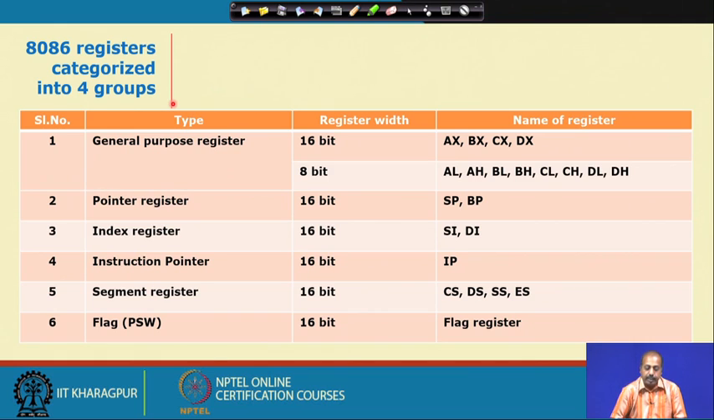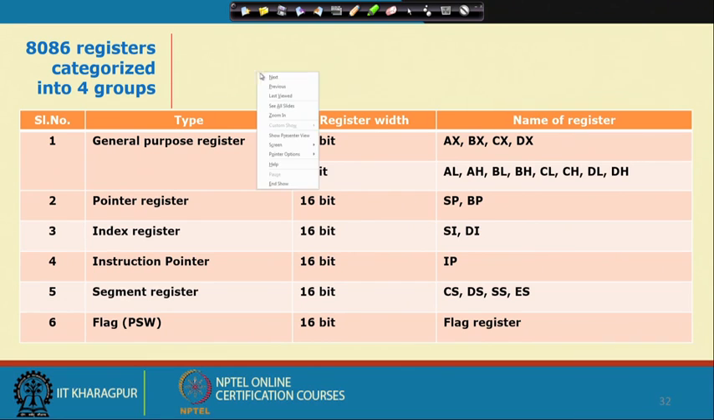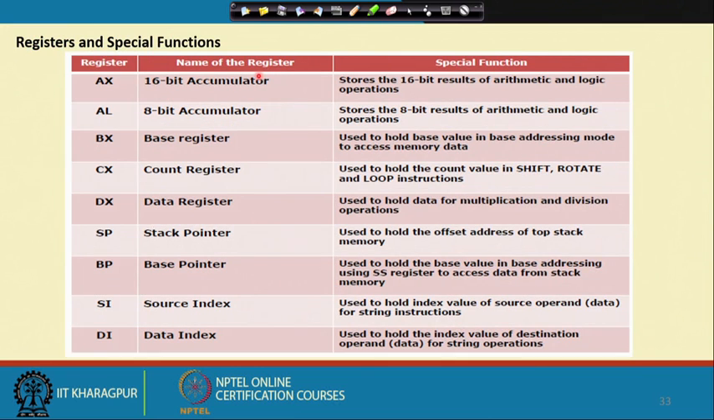Then there are segment registers CS, DS, SS and ES, code segment, data segment, stack segment and extra segment, they are again 16 bit registers. And then we have got another flag register or PSW, processor status word. So, that is also a 16 bit register. So, these are the registers that we have in 8086 and they have got different purposes.